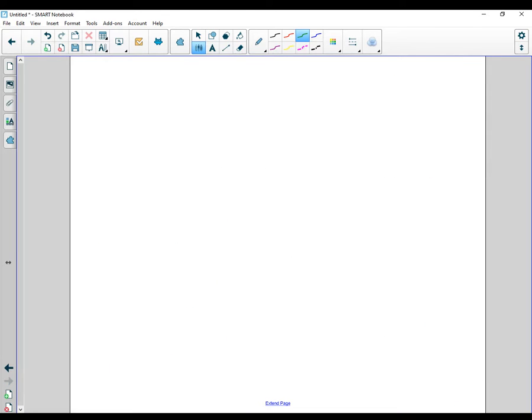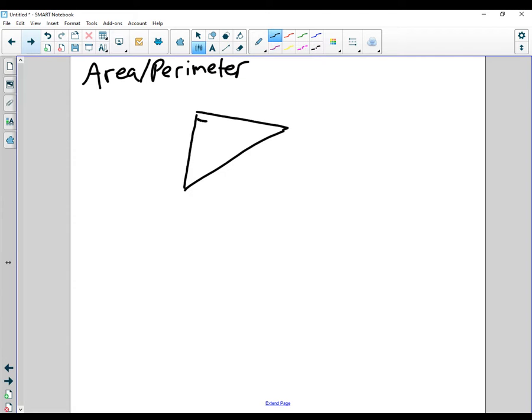Okay, let's make one more. Let's say I want to find the area and perimeter again. You know what? Let's make a similar looking triangle. Maybe that's a right triangle there. Maybe I can make this side 9. But maybe now I have that as 40 degrees.